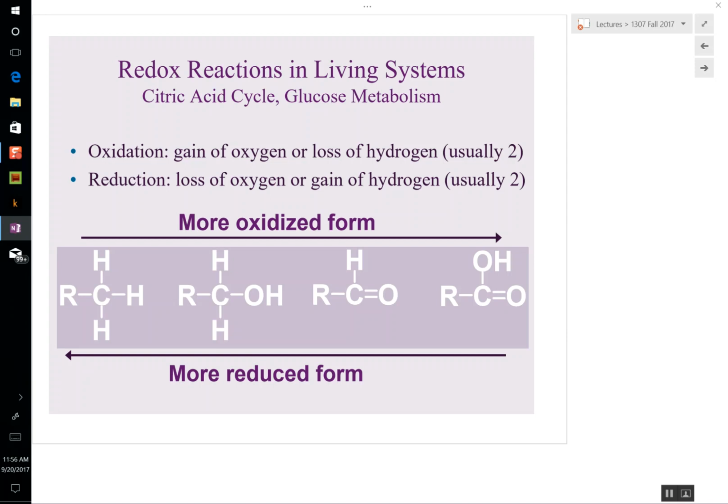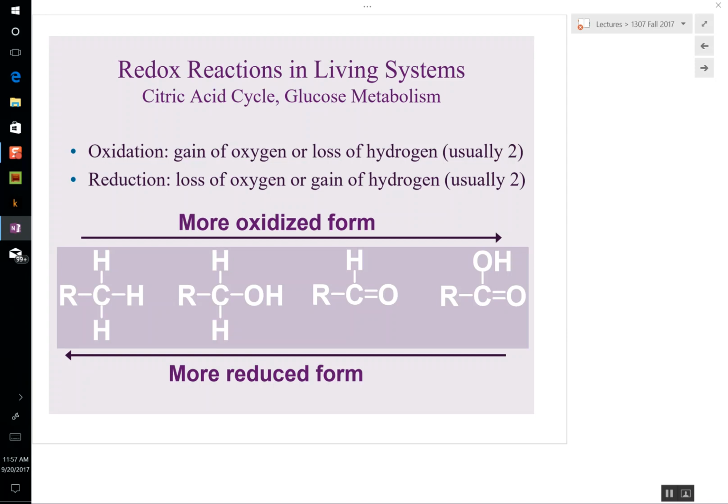If a molecule gains oxygen, we say it has been oxidized. Or if it has lost hydrogen. So gaining oxygen or losing hydrogen is oxidation. The very opposite of that is reduction. Losing oxygen or gaining hydrogen is reduction. All right, so that's what I'm trying to represent here.